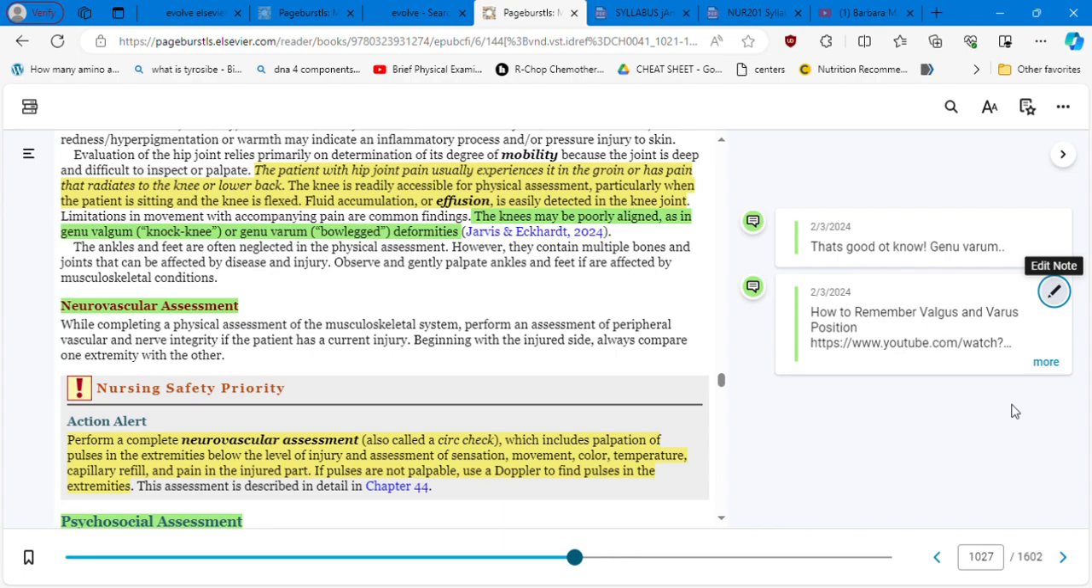And that's the way you should study. Here you have the genu valgum, which is the knock-knee, so remember the gum, and the genu varum is going to be the other one. So it's easy to remember.